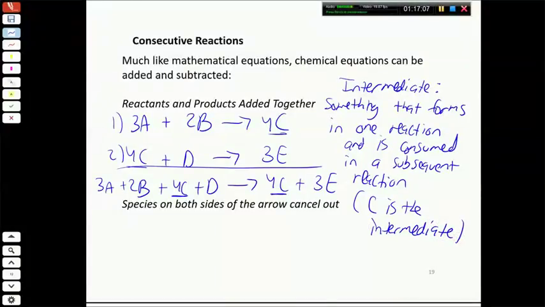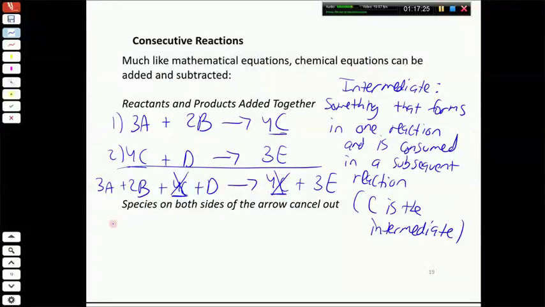And so whenever you have an intermediate, and especially when the equations are set up in such a way that the amount of intermediate that you form on one side, 4C, is equal to the amount that's formed on the other side, just like we saw for spectator ions, you can cancel that out. So if something appears on both sides of the arrow, you can cancel it out. It's not in net participating.